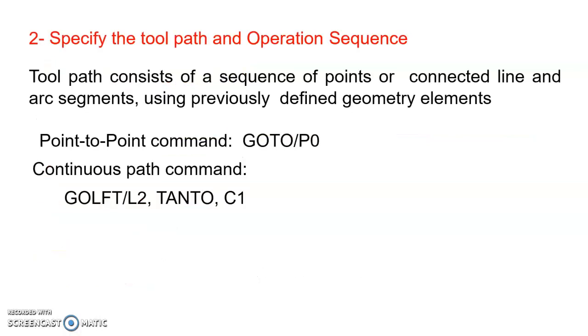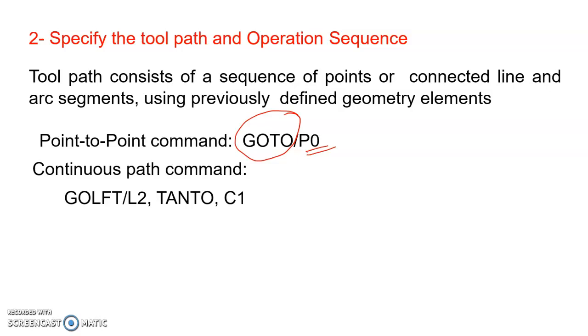Next, the operator's job is to specify the tool path and the operation sequence. In this case, we are using commands like the GOTO command. GOTO P0 means the tool has to go to point number 0. That will be predefined in the part geometry section.